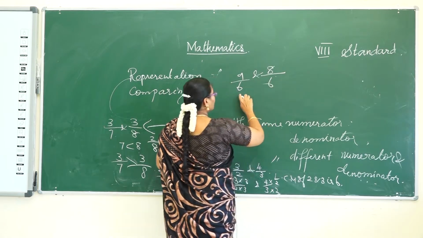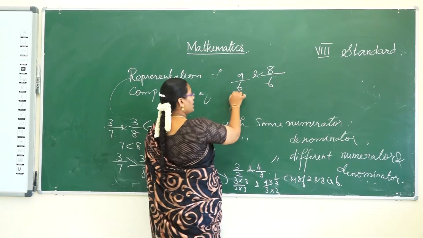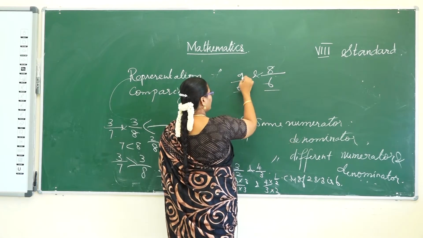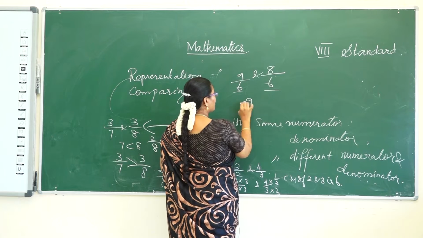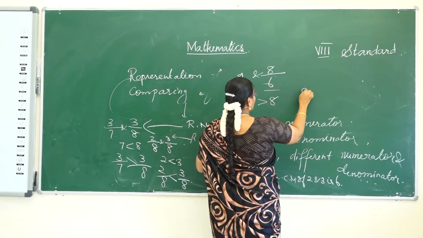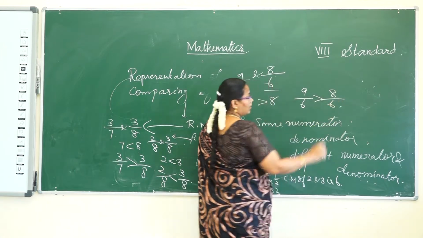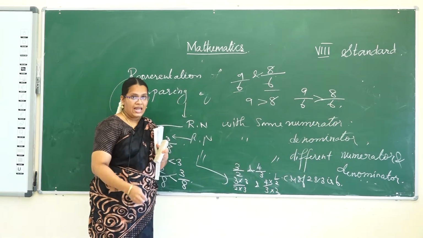Now compare. These are the equivalent rational numbers. The denominators are the same, so compare the numerators. Which one is greatest? 9 is greater than 8. So which rational number is the greatest? 9 by 6 is greater than 8 by 6. Okay, I hope you all understand the last class.